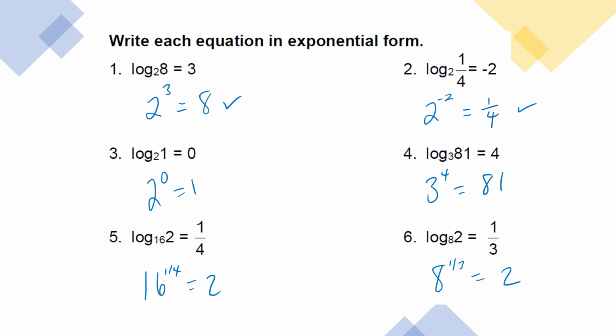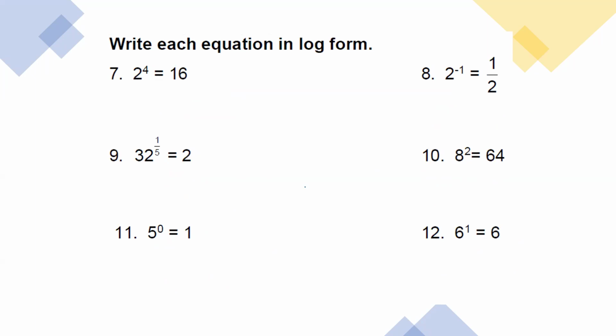All right, so major takeaways here. I want you to understand anything to the 0 power is always going to be 1. A fractional power means you're taking that root. So the fourth root of 16 is 2. That means 2 times 2 times 2 times 2 equals 16. Again, a fractional power means you're taking that root. So this is asking what is the cube root of 8? And the answer is 2, because 2 times 2 times 2 equals 8. All right, let's go the other way.